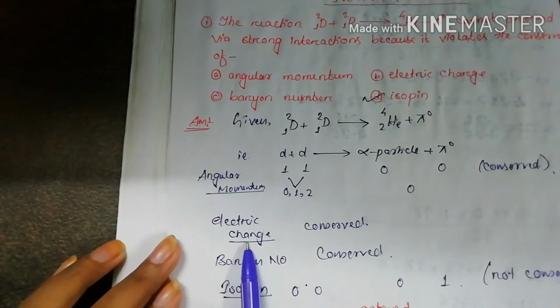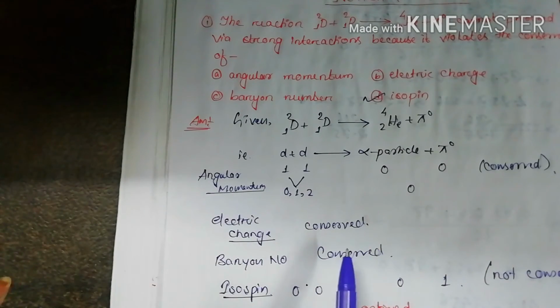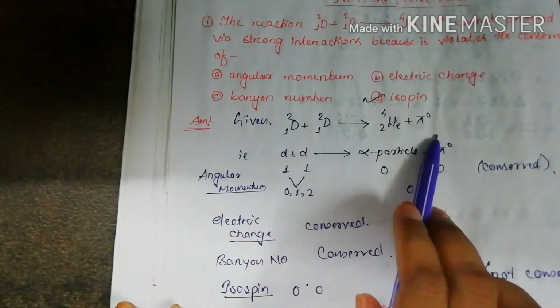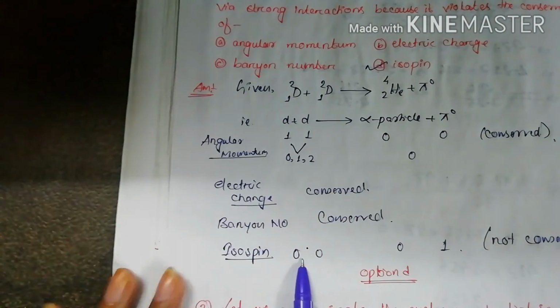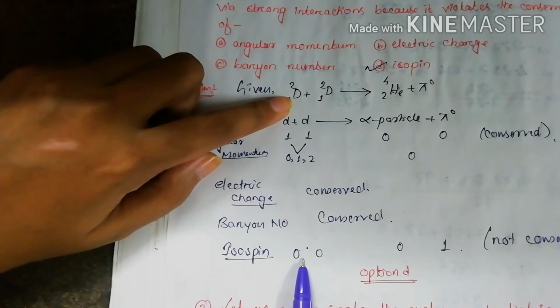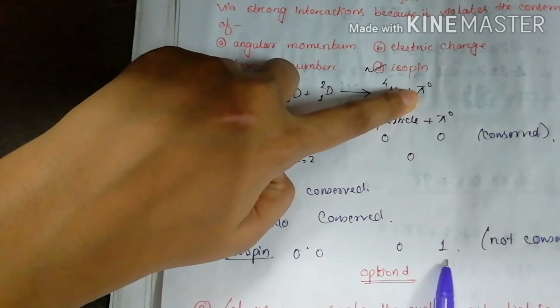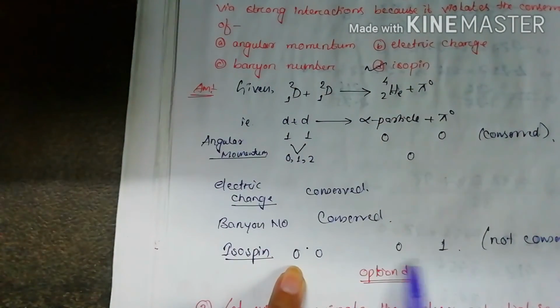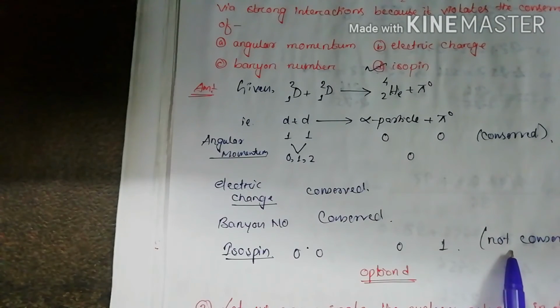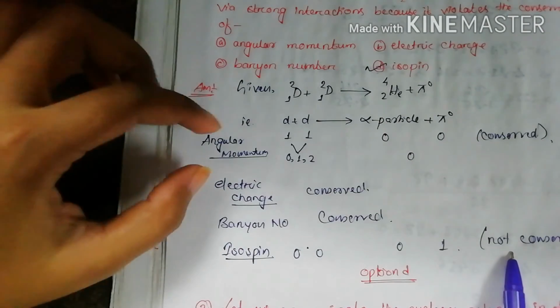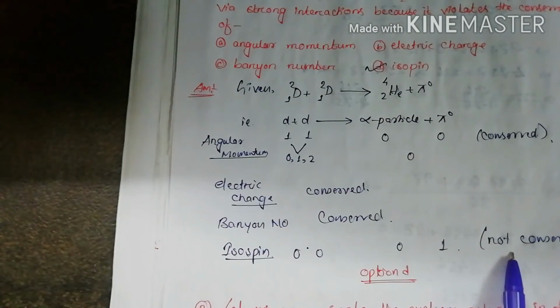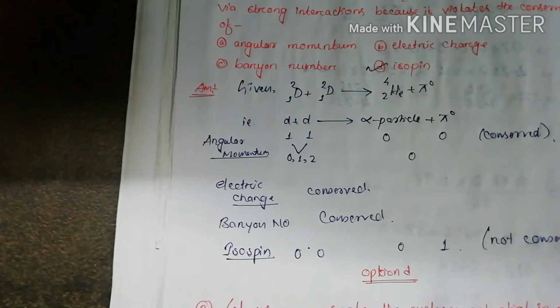Now the electric charge is also conserved, and the baryon number is also directly conserved. You don't have to calculate so much here. You have to see the isospin. For deuterium the isospin is 0, for the alpha particle it is 0, and for the pion it is 1. So the isospin is not conserved. It is the conservation of isospin which is violated by this reaction, and so it cannot proceed via strong interactions. Now let's come to the next question.